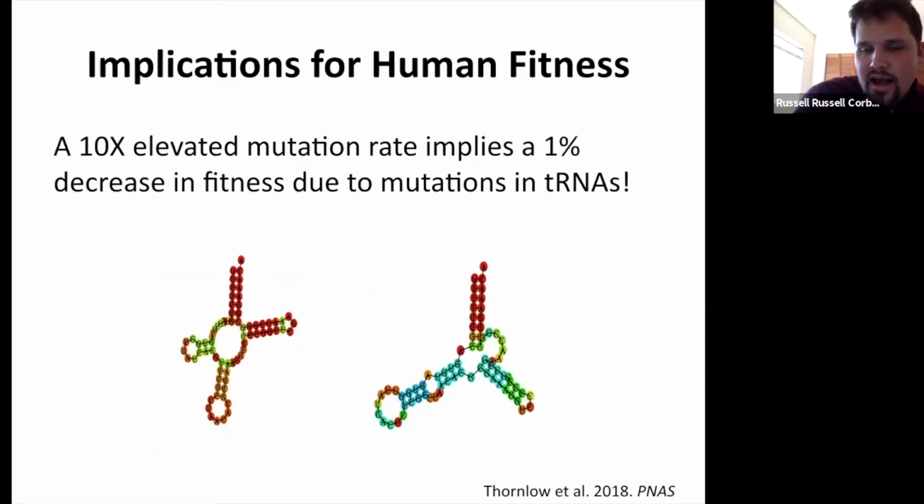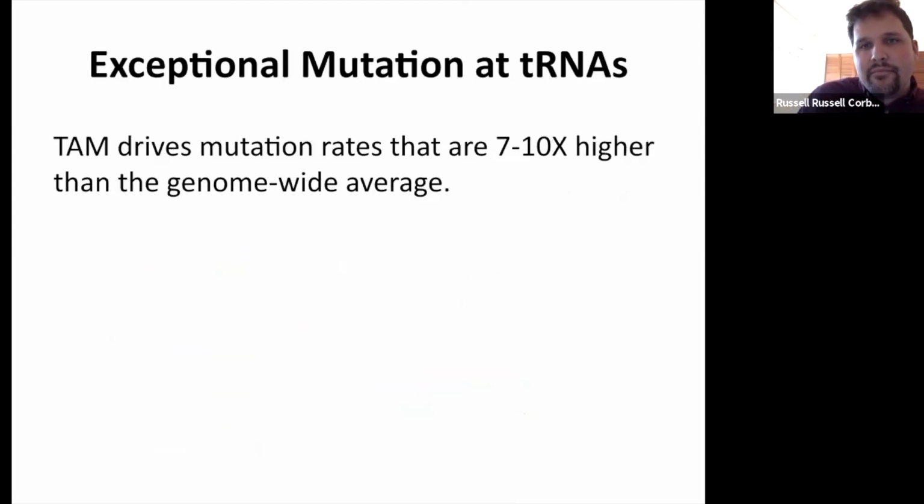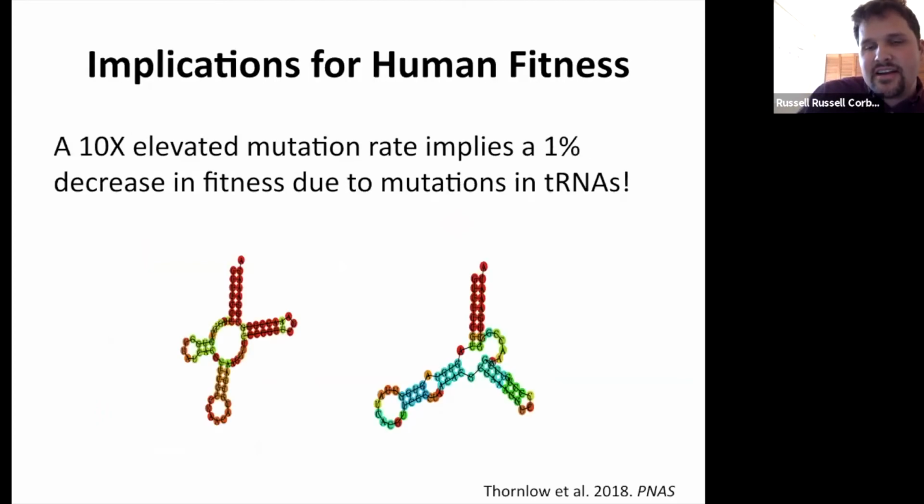Okay. And so to return briefly to the first observation, well, there's some really key implications for human fitness. If you have a 10 times elevated mutation rate across tRNA genes, it implies that in aggregate, tRNAs contribute to about a 1% decrease in fitness due to mutations in tRNA genes. So this is sort of classic mutation load theory type stuff we're using, which is really amazing. So to summarize this section, again, this suggests that tRNAs are really a fundamental driver of fitness variation in humans and probably just about every species because we see that same basic pattern across life.